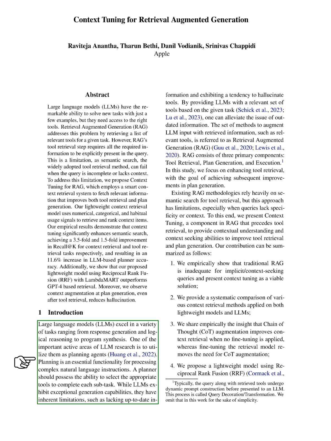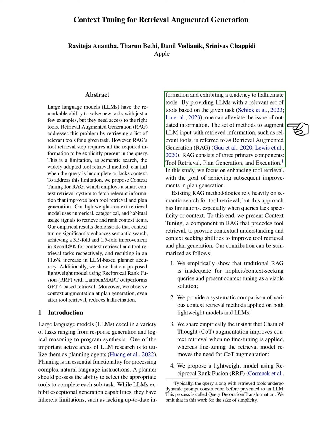However, LLMs have some limitations, such as not always having the most current information and sometimes imagining tools that don't exist. To address these issues, we can equip LLMs with a relevant set of tools for the task at hand, which helps to keep the information up to date. This process of enhancing LLM input with retrieved information, like relevant tools, is known as Retrieval Augmented Generation, RAG. RAG has three main parts: tool retrieval, plan generation, and execution.